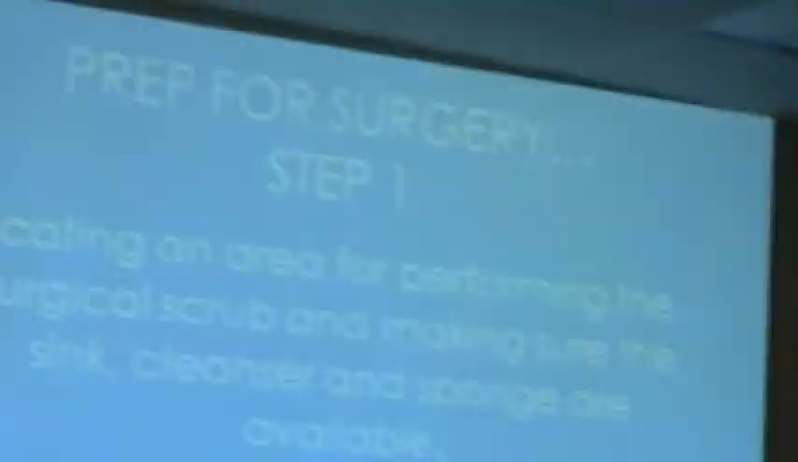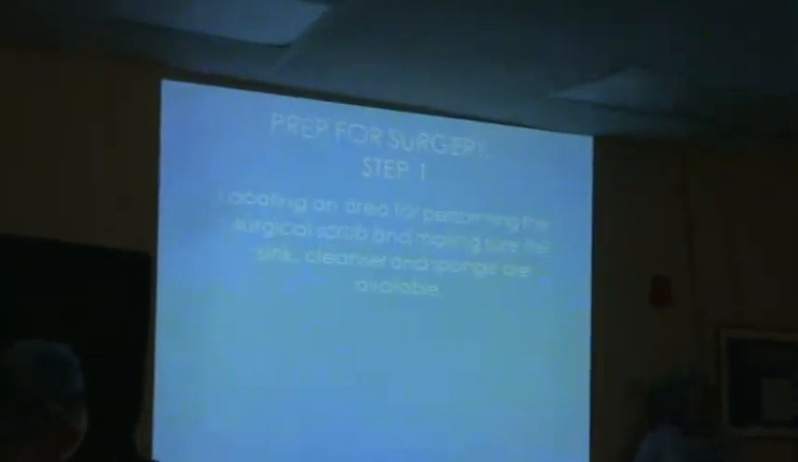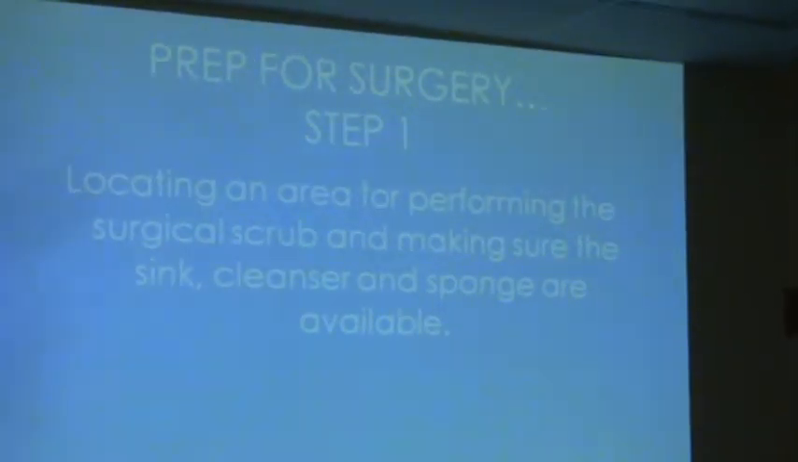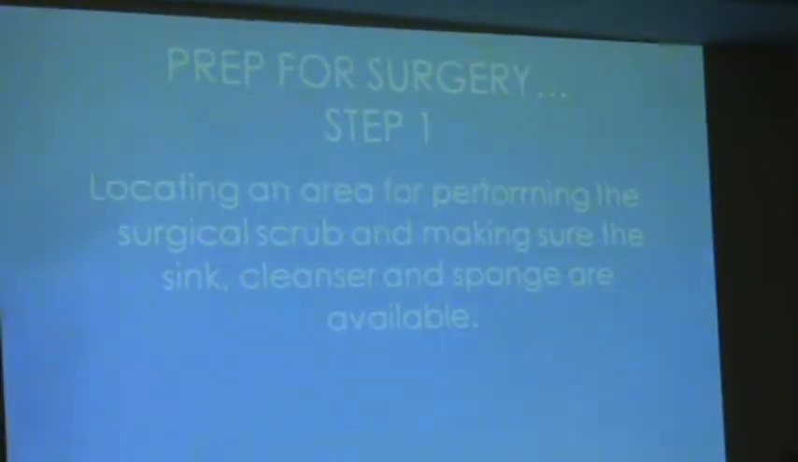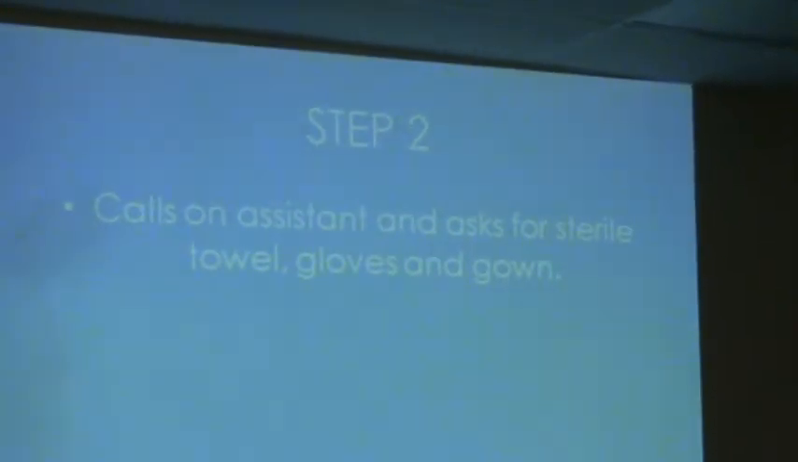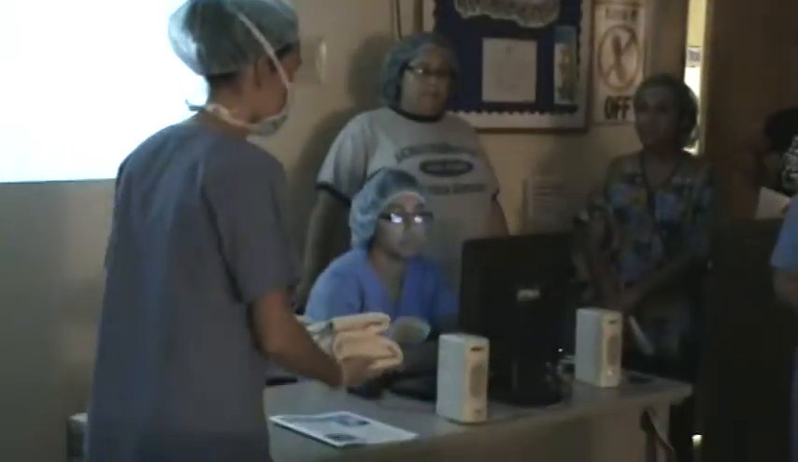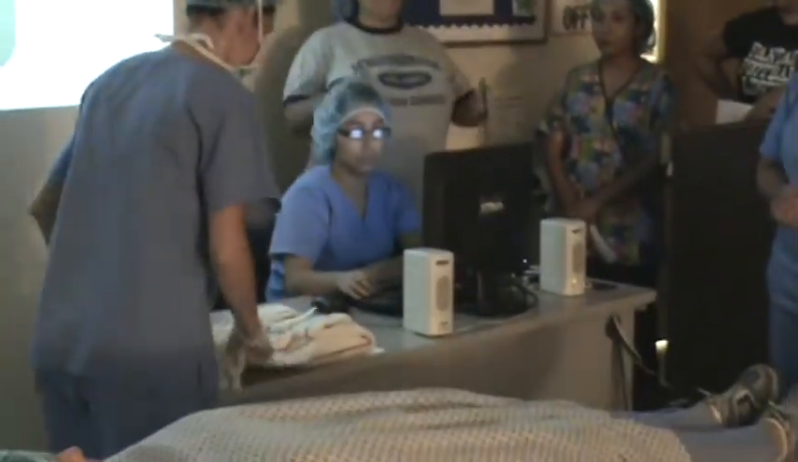is you need to start locating an area for performing the surgical scrub and making sure the sink, cleanser, and sponge are available. Step 2, call on an assistant and ask for the sterile towel, gloves, and the gown. Like our little pictures to help you.